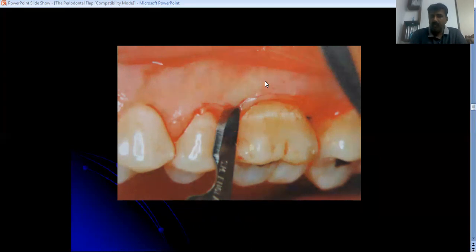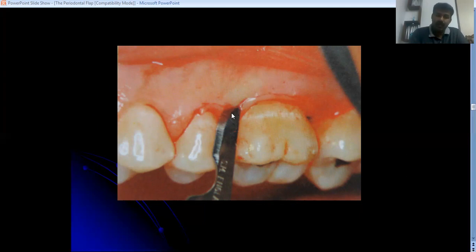So it will cause a lot of recession in this area. By doing this procedure, even if the pocket is 6 millimeter, this will go inside through the thickness of the gingiva 6 millimeter down, and it will remove only this soft tissue lining. So that is the basic idea, or rationale, of doing this internal bevel incision.